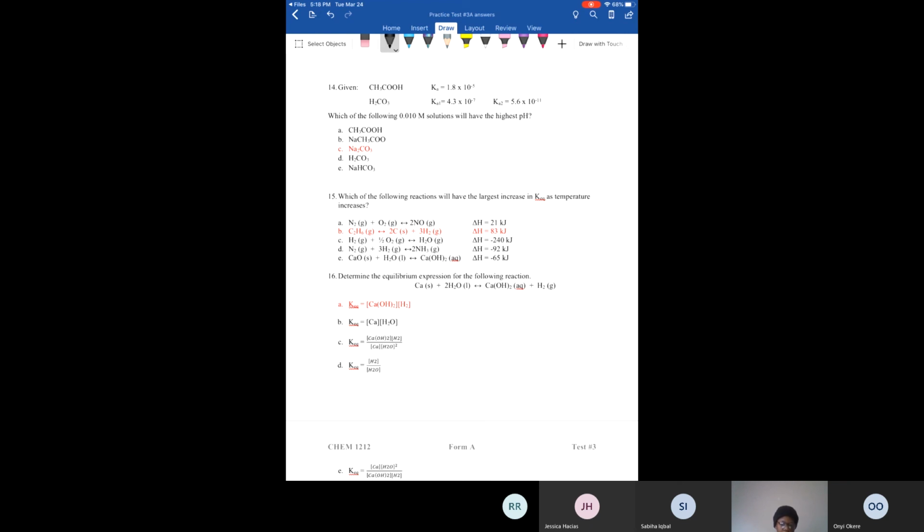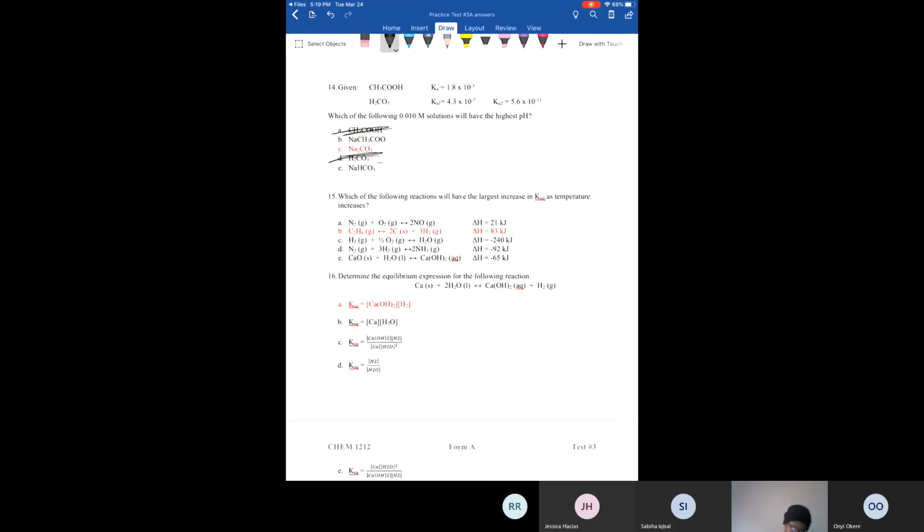It's going to, what am I trying to say? It's going to not dissociate as much. Also, the reason why it's Na2CO3: Na2CO3 is basic. So you already know it's not going to be any of the acids. Not going to be the acids.